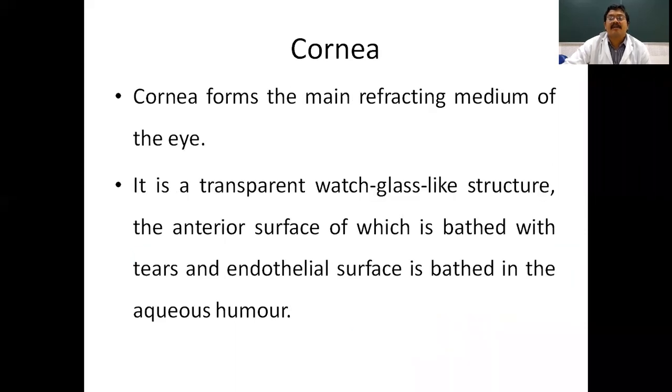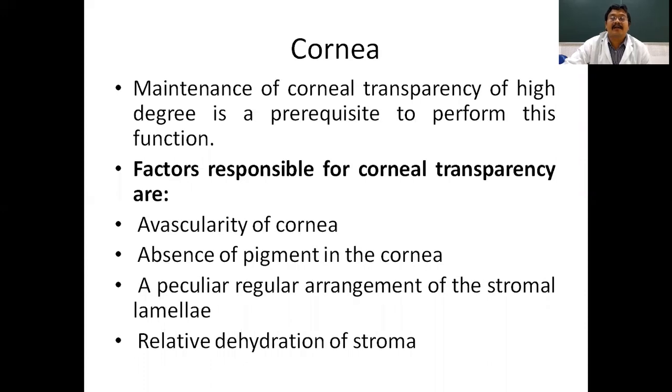The cornea forms the main refracting medium. It is around 40 diopters in a reduced eye. The lens forms 19 diopters in the reduced eye. The cornea is a transparent watch glass-like structure, with its anterior surface bathed in the tears, and it gets its oxygen from the atmosphere and its nutrition from the aqueous humor and the tear film, which keeps the cornea wet.